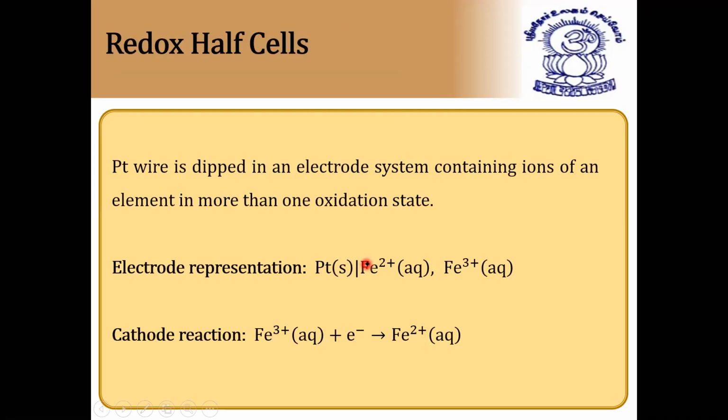If we take either oxidation or reduction, half of the reaction is nothing but a redox half reaction or redox half cell. It is constructed by using a platinum wire dipped in an electrode system containing ions of an element in more than one oxidation state. So iron exhibits the plus 3 oxidation state, which we call ferric, and the plus 2 oxidation state, which we call ferrous. So that's why we say Fe plus 2 changes to Fe plus 3, and Fe plus 3 changes to Fe plus 2.